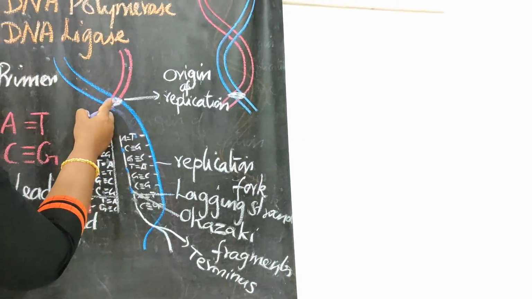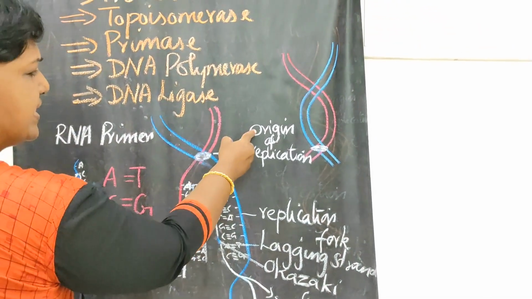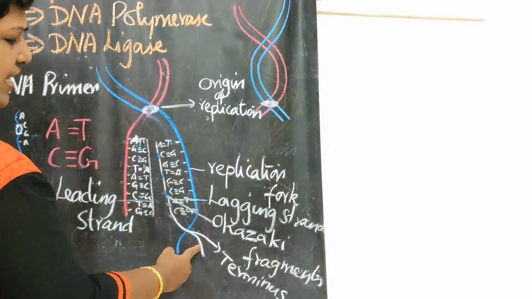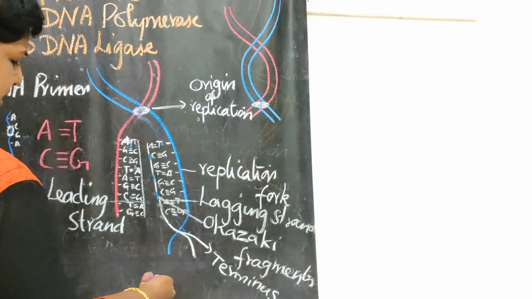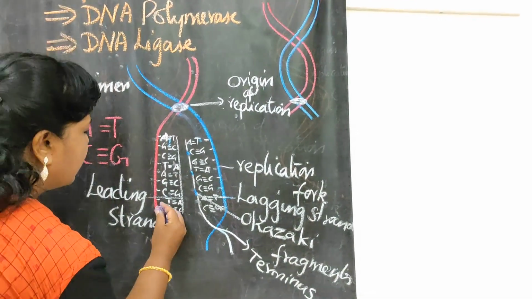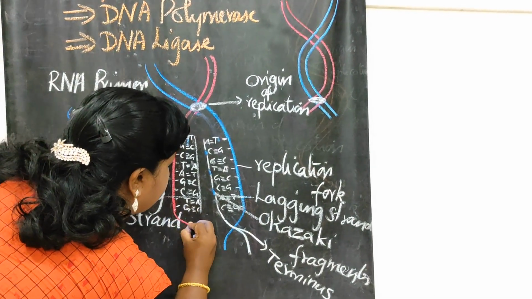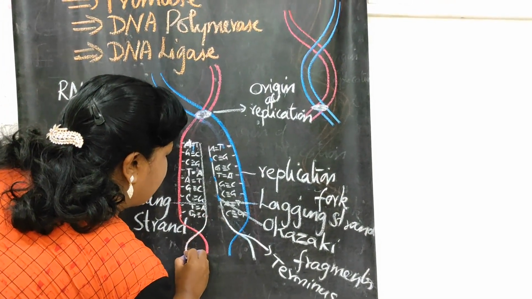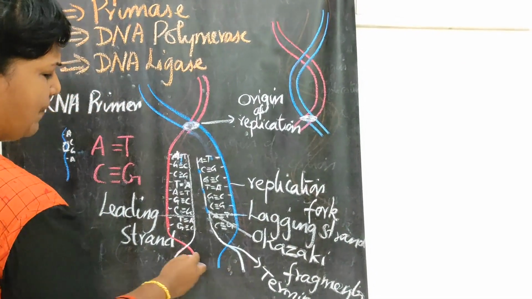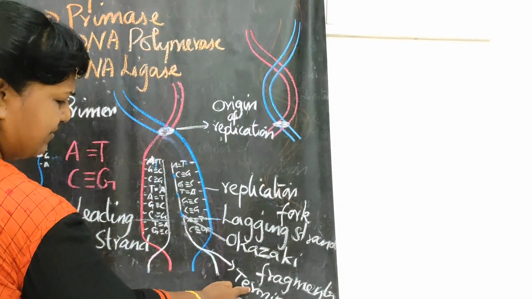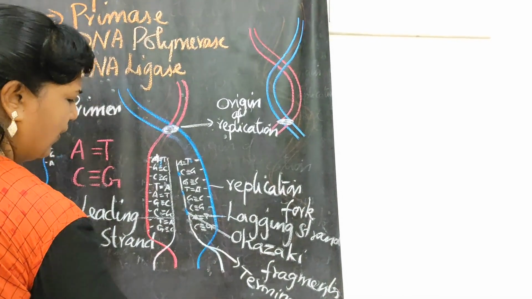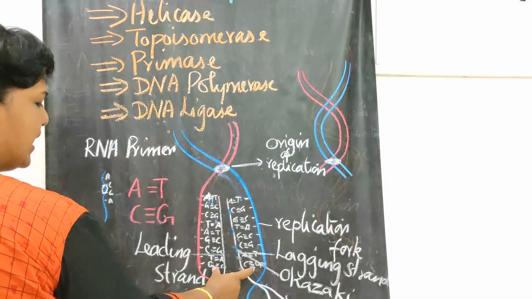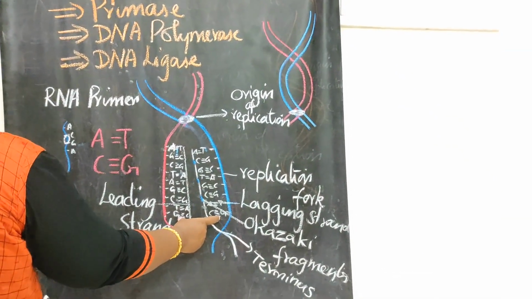So, what is the starting point called? The starting point is said to be the origin of replication. What's the finishing point called? It is said to be the terminus. This side is also the same. When the parent and the complementary strand meet, the replication will stop, and that point is said to be the terminus. So, from a double strand DNA, we are getting 2 daughter cells.